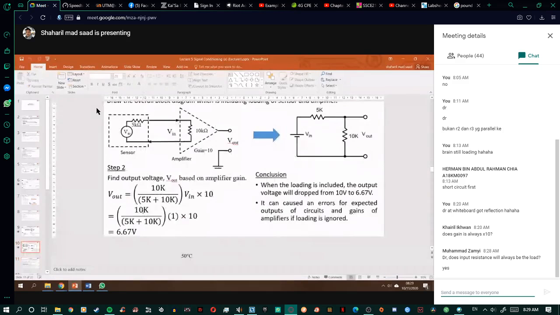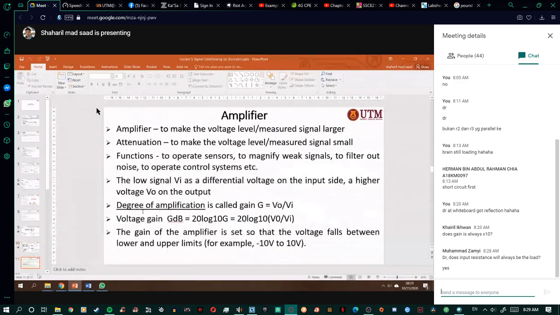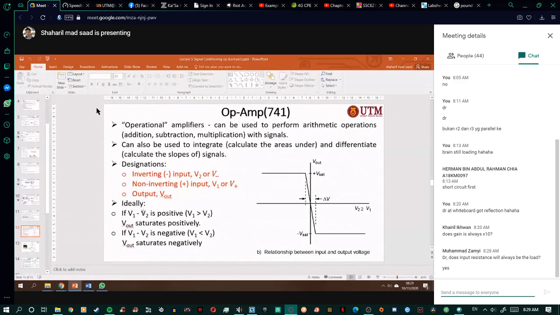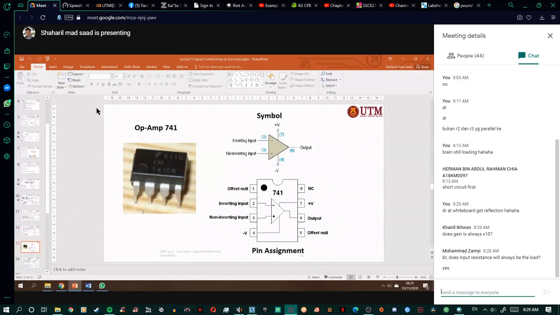So an amplifier is used to amplify and also to attenuate, or de-amplify. This one is the theoretical part, I don't want to go through it. The very basic amplifier we use is the OP741, so it has only one output. In your second year electrical lab one, you used the LM324, right? That has, I think, four outputs, or two outputs, I don't remember.